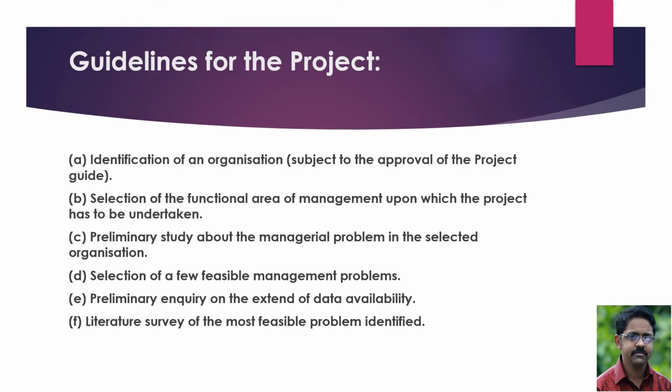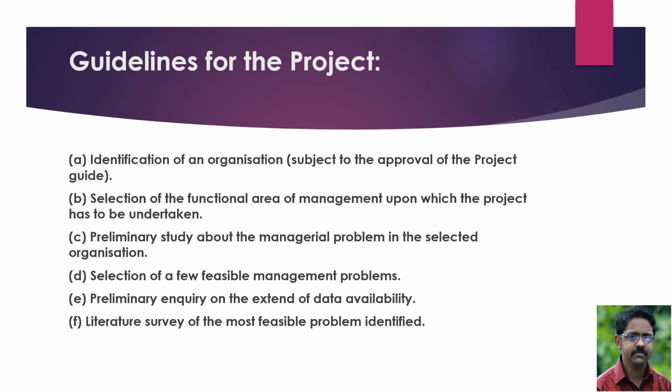So here is the summary of the guidelines for your project. As the first part, you would have identified your organization. Then you would have selected the functional area upon which the project has to be undertaken. You would have carried out a preliminary study about the managerial problem in that particular organization. Then a few feasible management problems would have been selected.